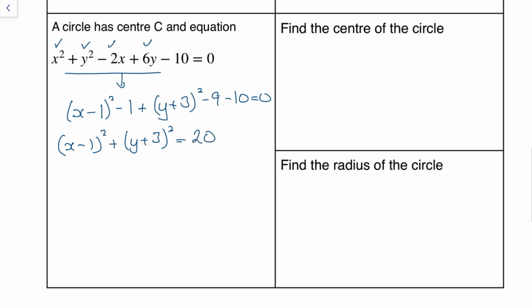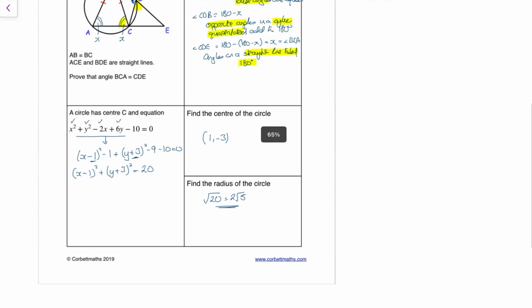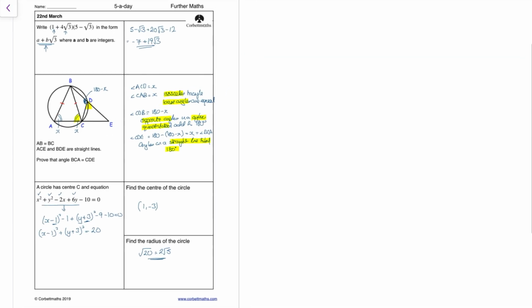So in other words, the centre of my circle is going to be 1, minus 3, the opposite of these numbers here. And the radius of my circle is going to be the square root of 20, which you could also write as 2 root 5. And that is question done. And indeed, that is today done. So a nice little mix of questions today. That middle question was definitely a bit harder, but make sure you know those angle rules.